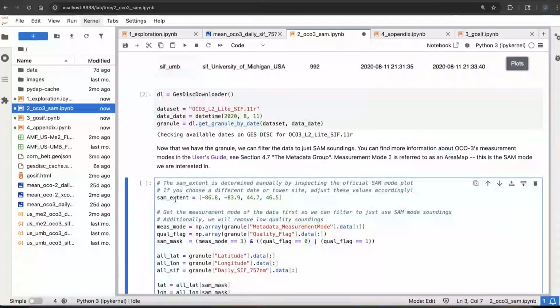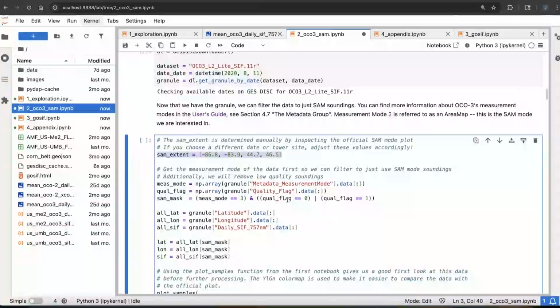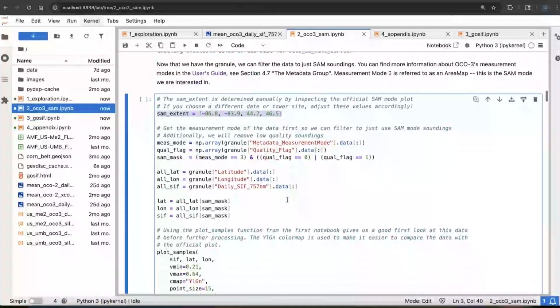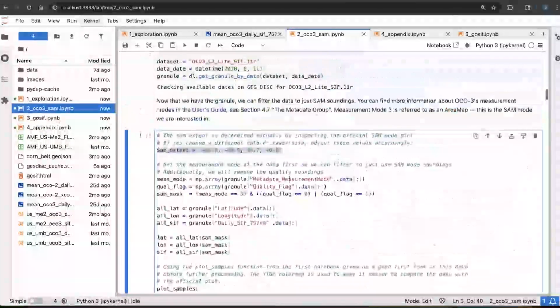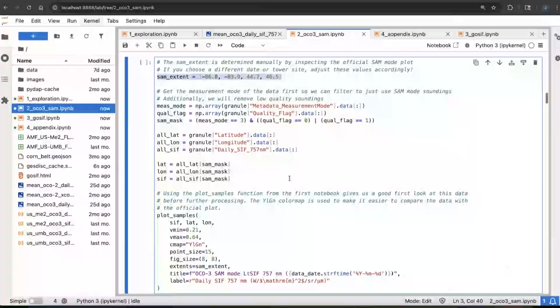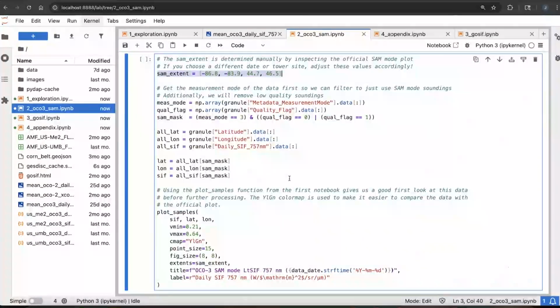Additionally, the last filter I'm using is the SAM extent variable that you can see here in the code cell itself. And this extent is based on the latitude and longitude extent that I asked you to note down in the SAM plot from the OCO-3 website. So now that we've selected the actual filter criteria that we want to use for creating our plot, the last thing to do is to run the cell itself.